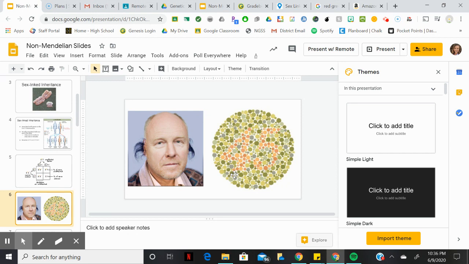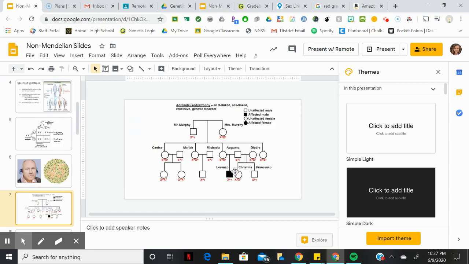It is more common in males because it's on the X chromosome. Females, in order for a female to be colorblind, she has to have 2 bad X chromosomes, which is rare. For a male to be colorblind, he only needs 1 bad copy from mom. So that's easier to get. You only need 1 affected parent. You don't need both parents to be affected. So it's more common in males.